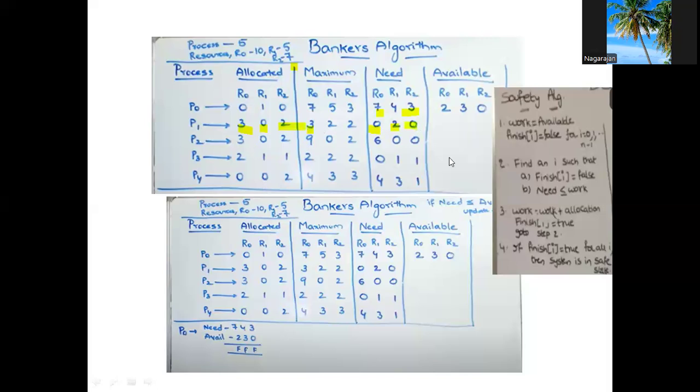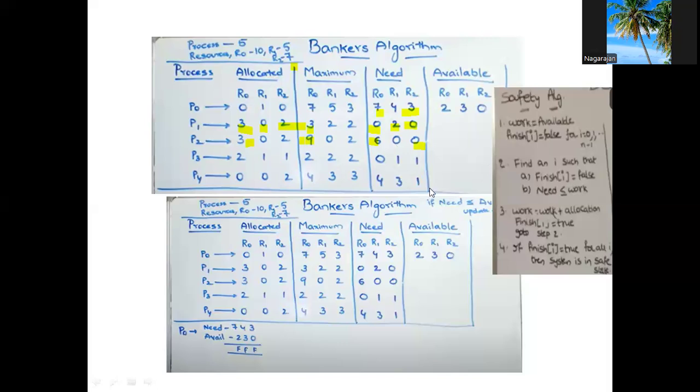Similarly, we can find it for P2 also. Here the maximum is 9 and the allocated is 3, so 9 minus 3 becomes 6. Similarly, 0 minus 0 is 0 and 2 minus 2 is 0 only. Like that you can find the need for P3 and P4, and then at last we go for the available.